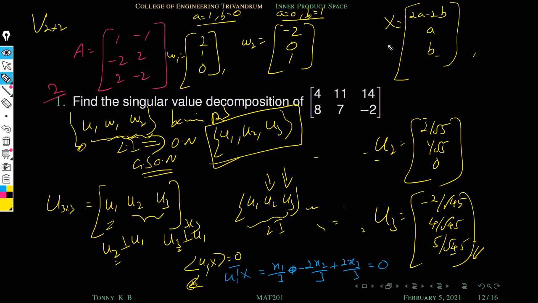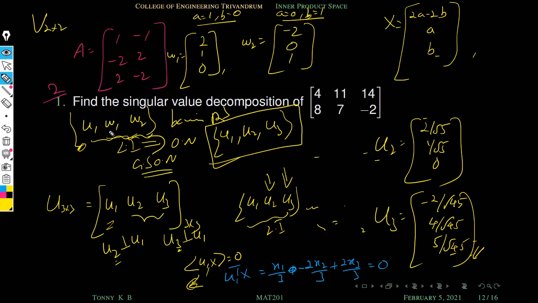So for finding 2 linearly independent vectors, we choose a equal to 1, b equal to 0, which gives a vector. Another vector is given by a equal to 0 and b equal to 1. So it is clear that they are linearly independent. So we get a new set u1, w1, w2, which is a basis for R3. Then we have to construct an orthonormal basis. Already we know that they are linearly independent. So how to construct the orthonormal basis? That is using the Gram-Schmidt orthonormalization process.